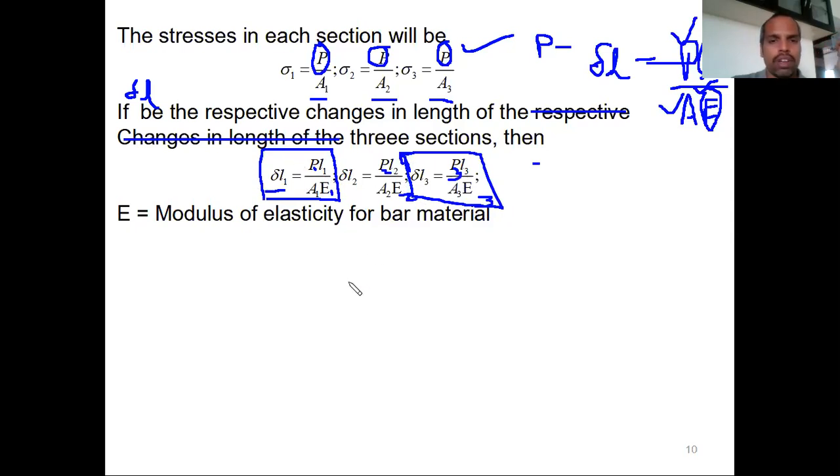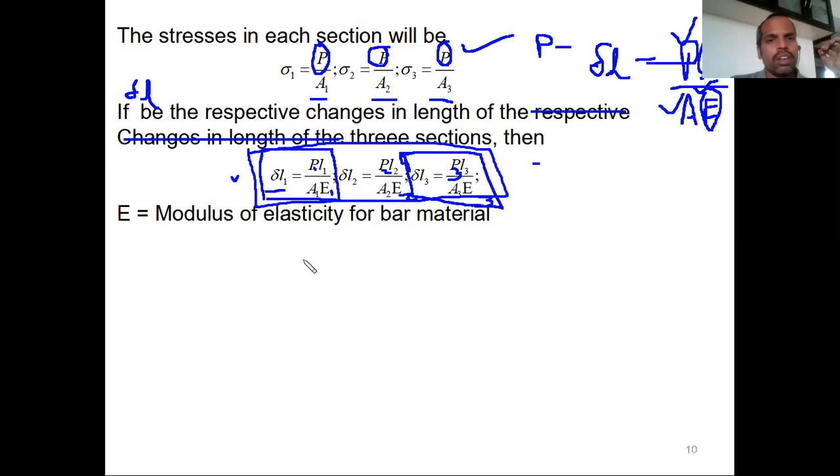In a specific problem, P may be different, L may be different, A may be different, E may be different. Similarly, for another section, it may be subjected to a different load, different length, and different area. There may be any number of variables. So you can calculate the change in length for each section, right?